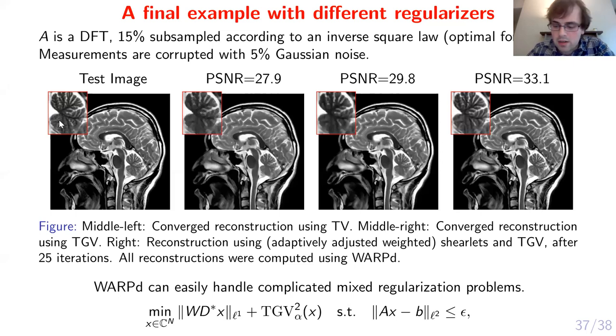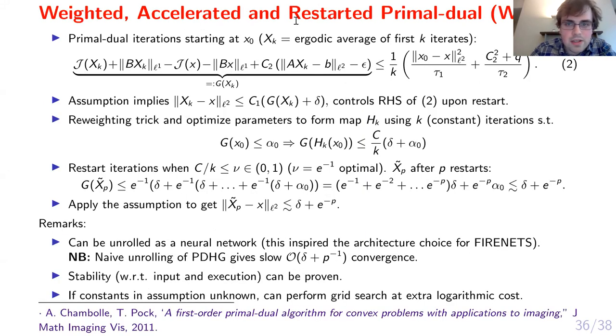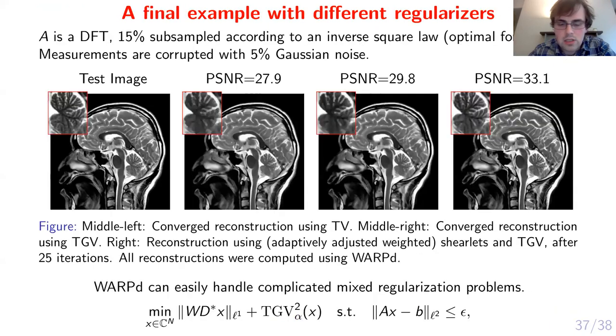I'm going to use this algorithm, which I called a weighted accelerated restarted primal dual, or WARPd, to try and reconstruct the image using TV in this image here. Total generalized variation here in the middle right, and then also a mixed regularization term down here, where I have a shearlet transform with an adaptive weight, and also this TGV term. So I'm not advocating a particular regularizer here. I'm just showing that you can solve lots of different optimization problems with this algorithm.